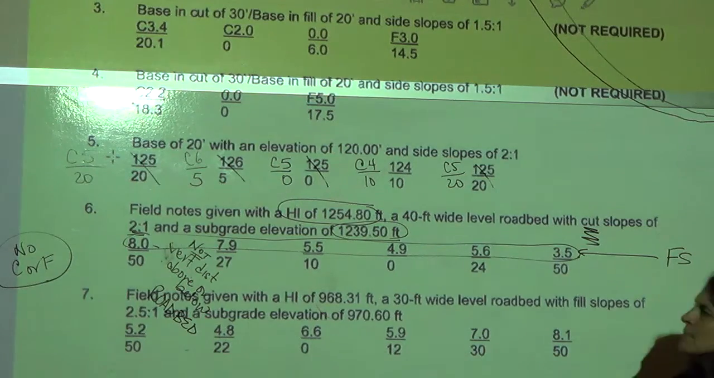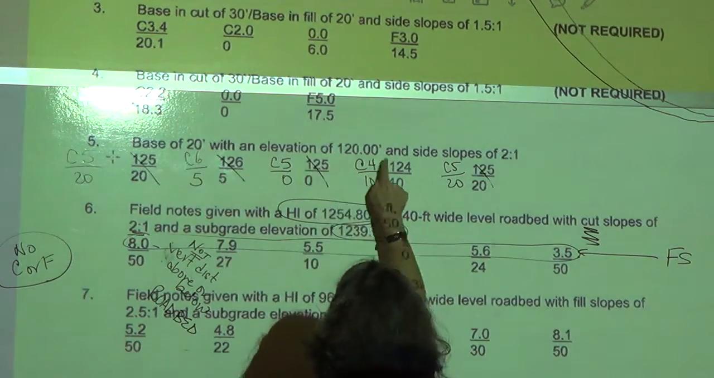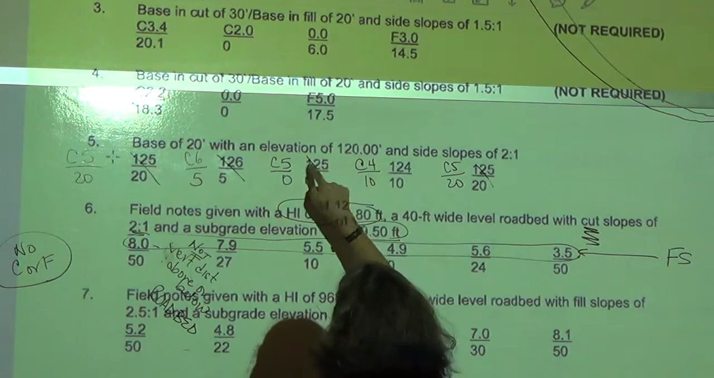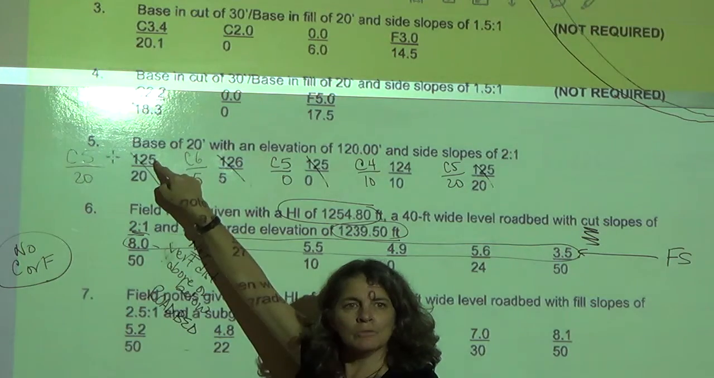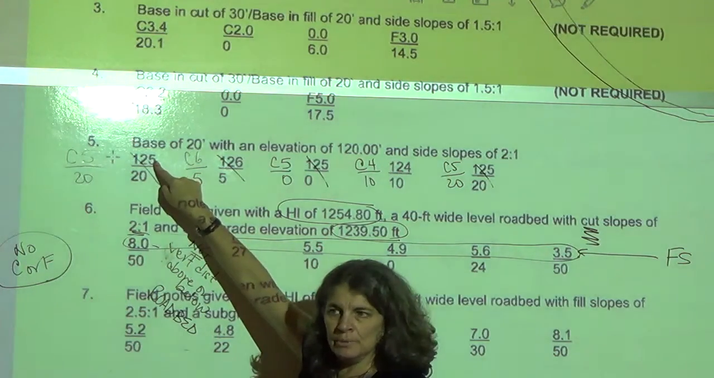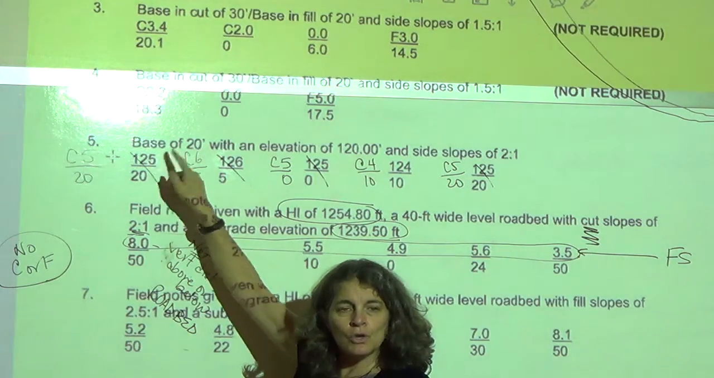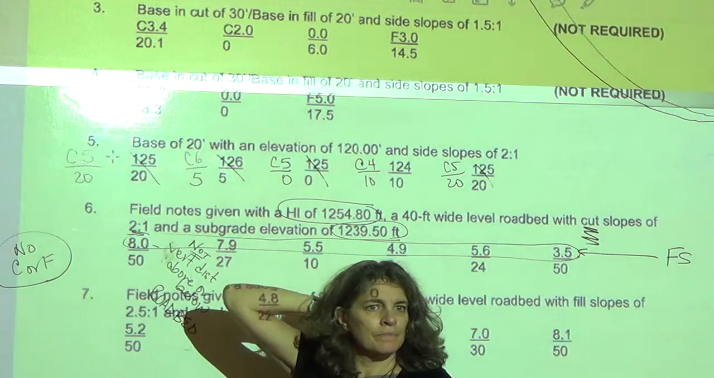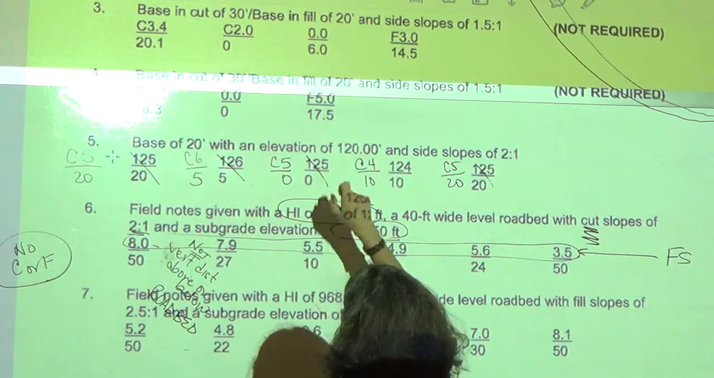Okay, let's go back. On number 5, the numerators, how did you know that these did not represent heights above or below the roadbed? There's no way it could be, because it's too big, and there's no C or F in front of it. So you had to figure out what it was, and when you read it, you realized, oh, these are elevations.